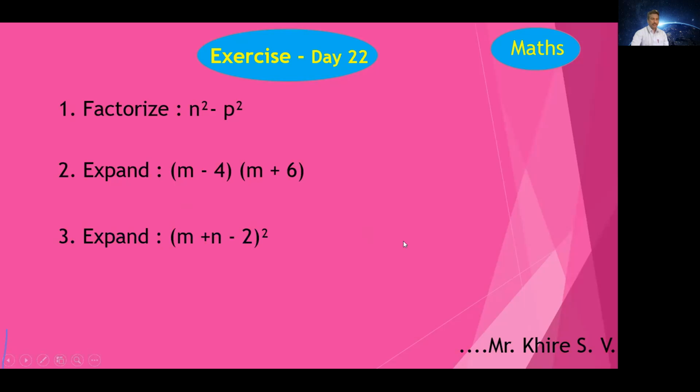The next example is expand m plus n minus 2 whole square. You have to use here a plus b plus c whole square. Using this formula or identity, you can solve this example.